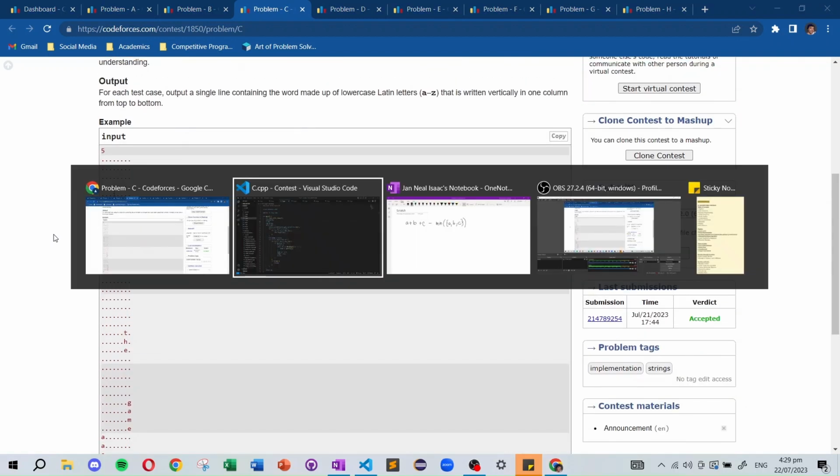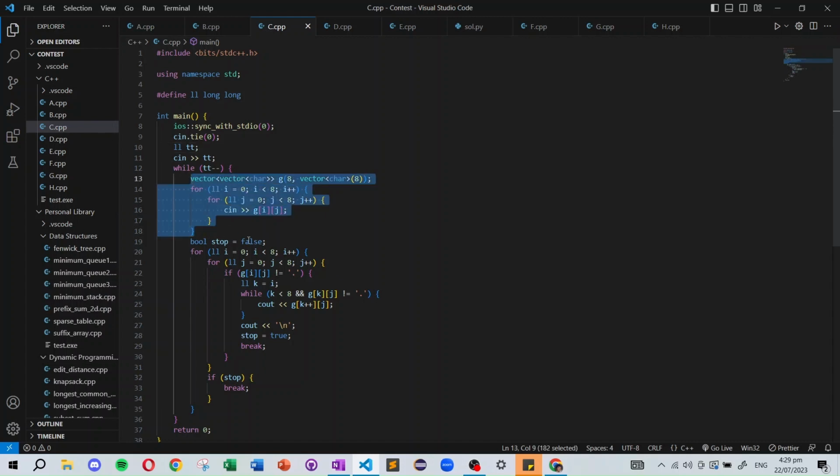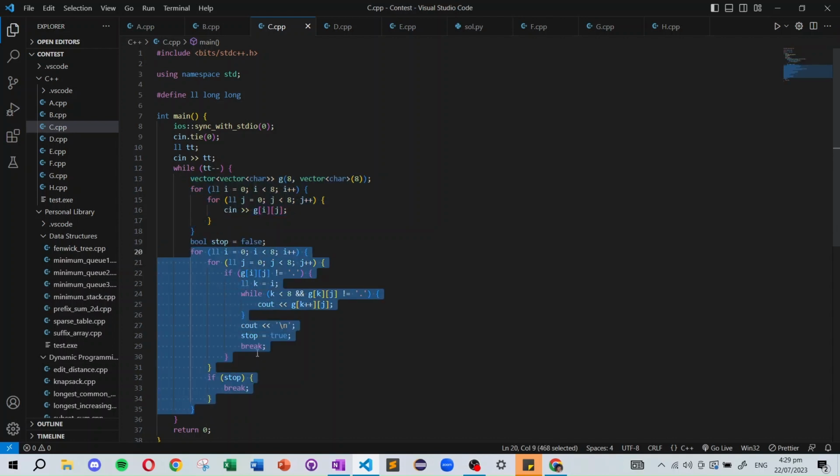And that's exactly what I did. So I stored the grid in an 8 by 8 array of characters, and then we traverse from top to bottom. The first time that the character in that cell is not a dot, we go from that cell down until either the cell is out of bounds or the cell is a dot, basically, and print out the word.